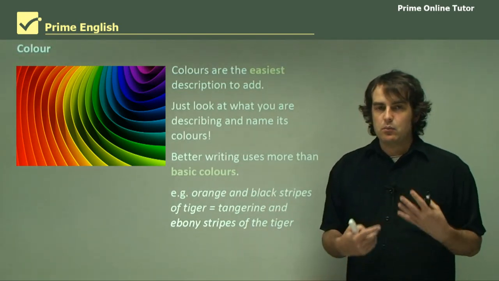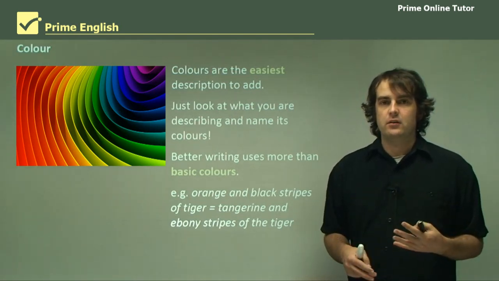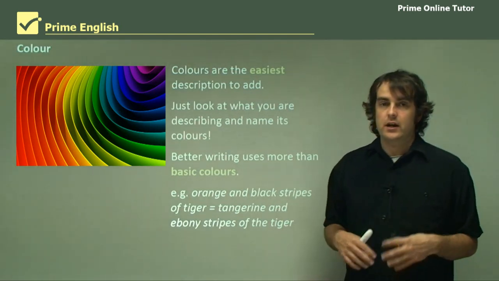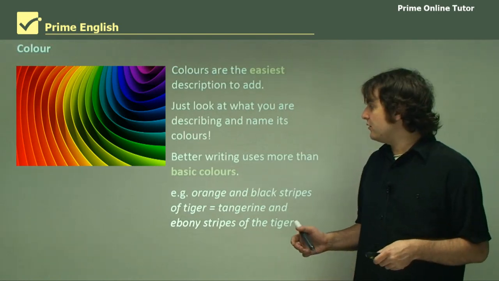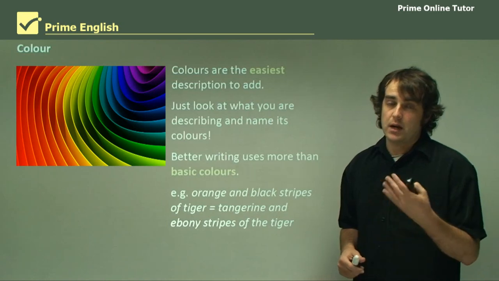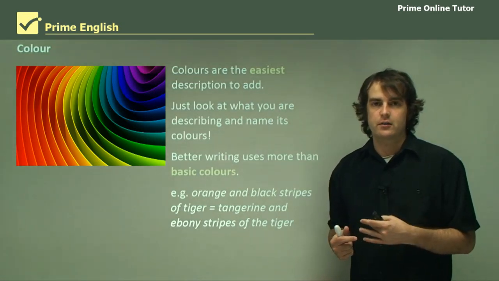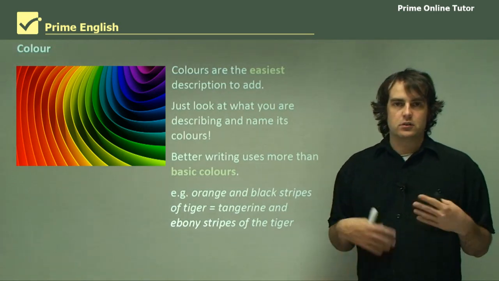So there we've got a little bit more information and detail, and something that makes that description of the tiger a little bit more interesting. Okay, so you can just go with the orange and black. That's fine. That will make us be able to see what color it is, even though we normally know what color a tiger is, but it helps us to go into a little bit more detail.